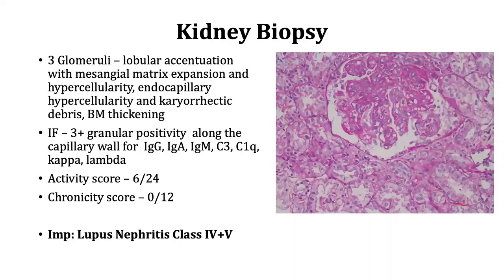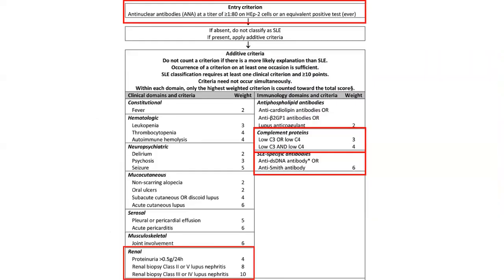In this child, we went ahead with the kidney biopsy, and the kidney biopsy showed lobular accentuation with mesangial matrix expansion and hypercellularity, endocapillary hypercellularity, and karyorrhectic debris with basement membrane thickening. The immunofluorescence microscopy showed a full house pattern with an activity score of 6/24, suggestive of lupus nephritis class 4+5. As suggested, the child had ANA positivity with low C3 and C4, anti-dsDNA positivity, and a renal biopsy showing lupus nephritis, which confirmed the diagnosis of lupus.